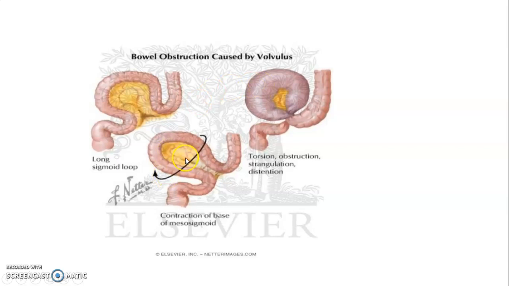So what is sigmoid volvulus? The sigmoid colon has a very long mesentery, making it very mobile. So it can twist on the root of the mesentery, and you can see the contraction at the base of the mesosigmoid, leading to torsion and obstruction of the bowel. Then the bowel can be strangulated. This part distends, and if you don't operate to loosen it up, it can undergo gangrene. So because of the long mesentery, there is torsion at the base, leading to obstruction and strangulation of the bowel.